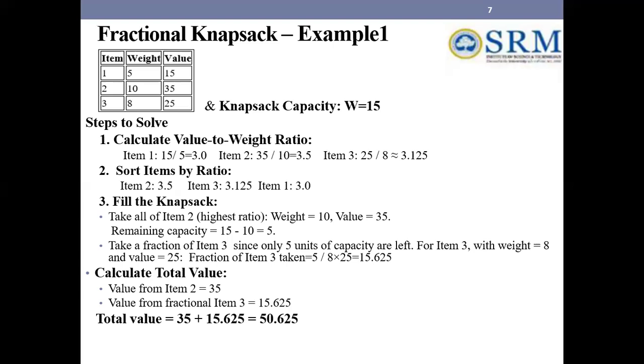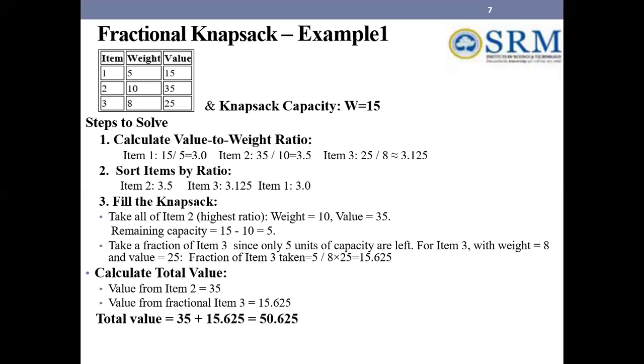That would overflow. So what can we do? The 8 kg of item 3 can be partitioned or fractioned into 3 kg and 5 kg. Now we can add 5 kg to the knapsack to make it full, because the remaining capacity is 5 kg. So now find the value of 5 kg. For 8 kg, the value is 25. For 5 kg, we find the value of the fraction of item 3 taken: 5 by 8 into 25, the value is 15.625. Now after adding 5 kg of item 3, the knapsack becomes full, so we can stop the process.